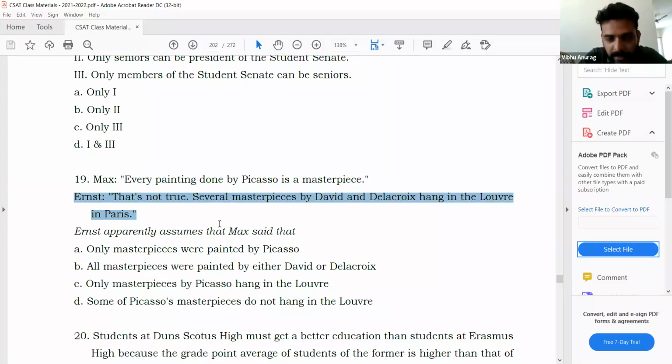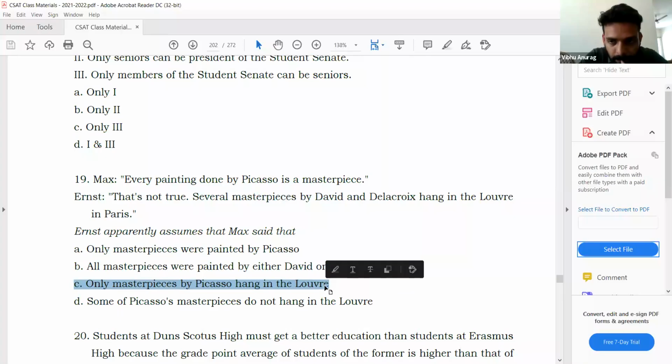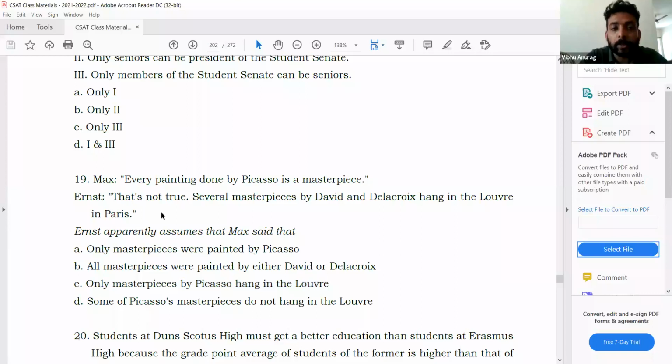Okay, you are correct. What about the others? What did you choose? Correct. Everyone went for C? Good. C is the correct answer. Because if I say only masterpieces by Picasso hang in the Louvre, then you can say that's not true, several masterpieces by David and Delacroix hang in the Louvre. So it makes sense. A says only masterpieces were painted by Picasso. And then if you say that's not true, then you should say some of Picasso's works were not masterpieces.